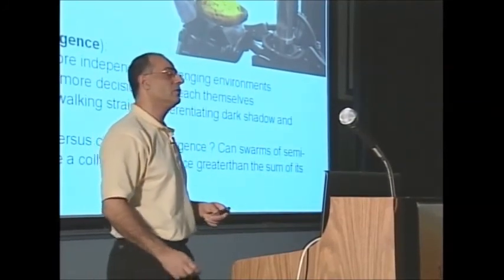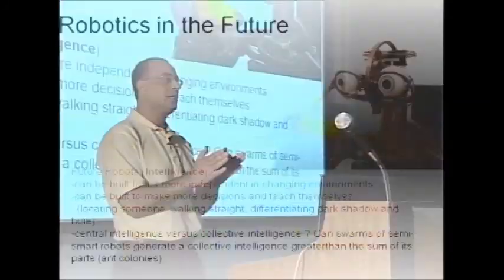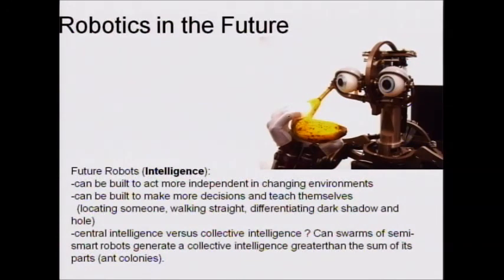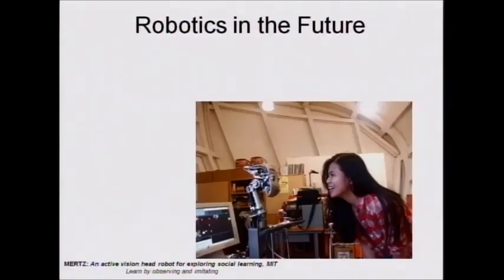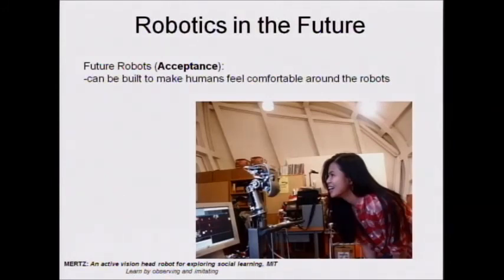The question of whether we want to use robots with central intelligence or collective intelligence remains for researchers to work on. We definitely would like robots to have some acceptance with people. We want the robots that we build to make humans feel comfortable around them. You don't want a scary looking robot. So ultimately, you want the robot to at least be acceptable, respond to your emotion, and also learn from the emotion. So these are the things that we need our robots to learn.